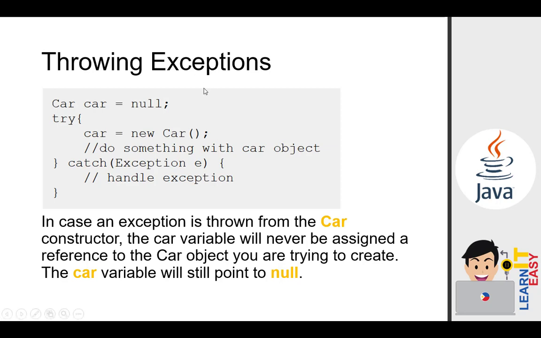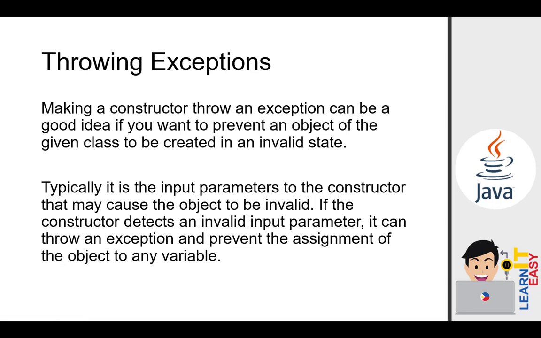So, for example, we create an instance of a car class. So, car is equal to null. Now, try. So, try, and then car is equal to new car. So, there is a comment here, do something with car object, and then catch, Exception e, and then you can put code here to handle that exception. Okay? So, it's just try catch as well.